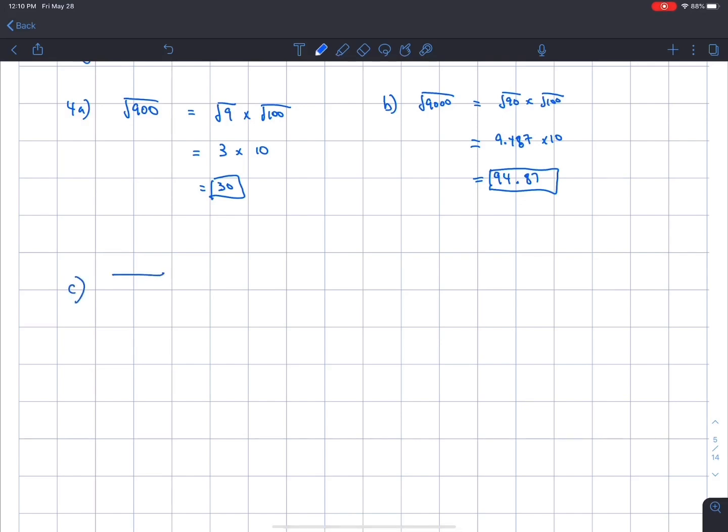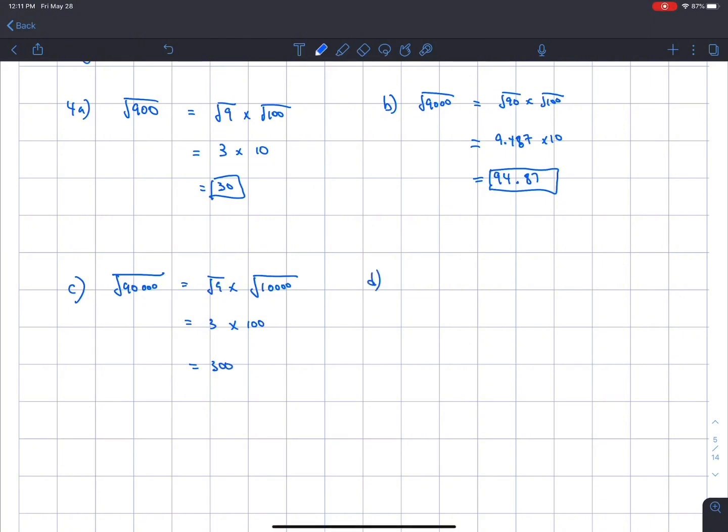C, the square root of 90,000. So we have the square root of 9 times the square root of 10,000. So the square root of 1 with 4 zeros is just 1 with 2 zeros. You just have half the amount of zeros. So the square root of 10,000 is just 100, and the square root of 9 is 3. 3 times 100 is 300.